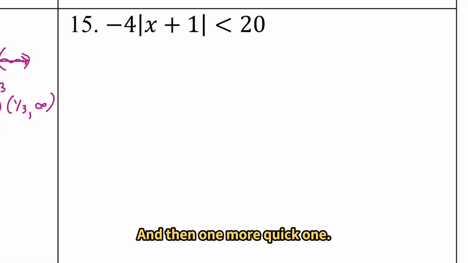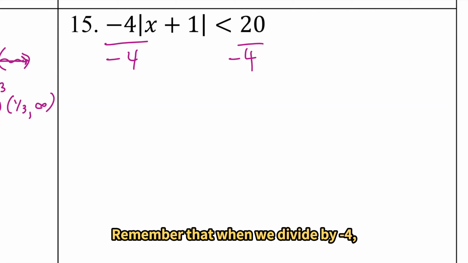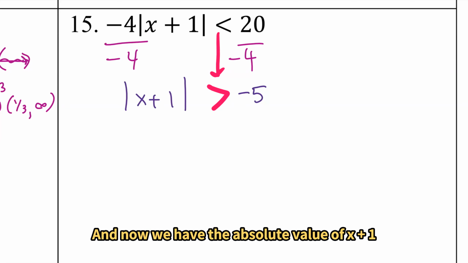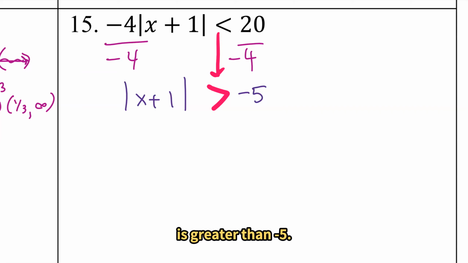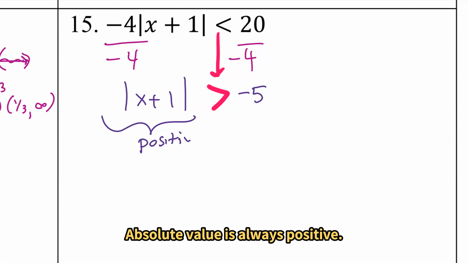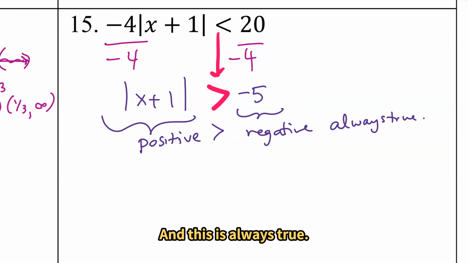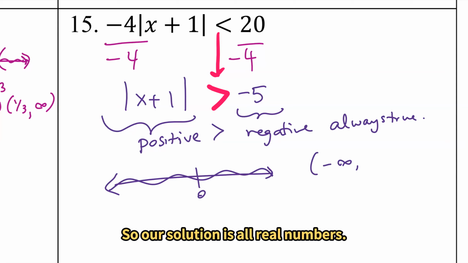And then one more quick one. At first this looks pretty innocent. We need to divide by negative 4. Remember that when we divide by negative 4, we change the direction of the inequality. And now we have the absolute value of x plus 1 is greater than negative 5. Absolute value is always positive, so we have a positive number greater than a negative number, and this is always true. So our solution is all real numbers.